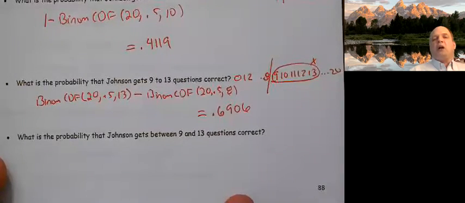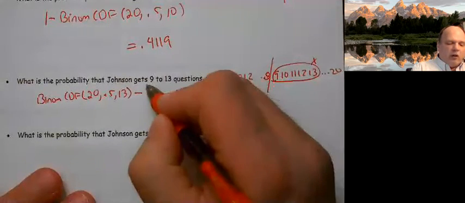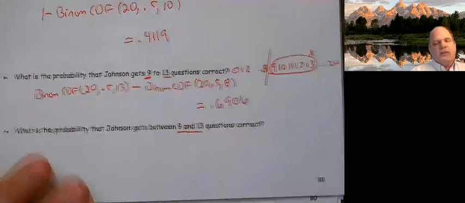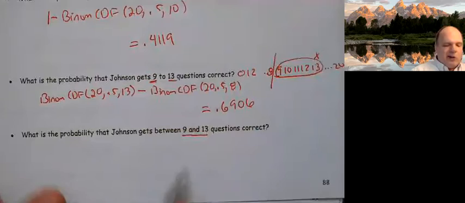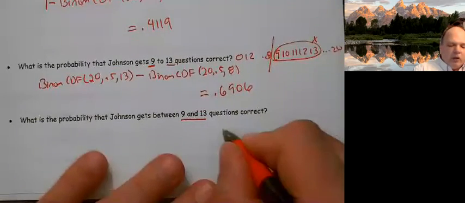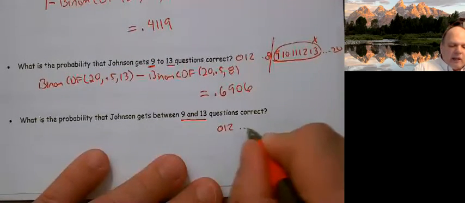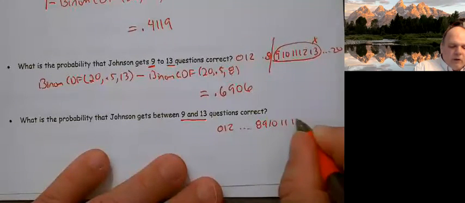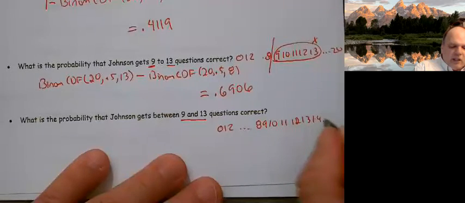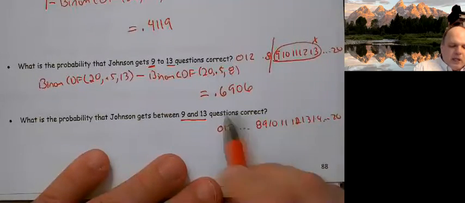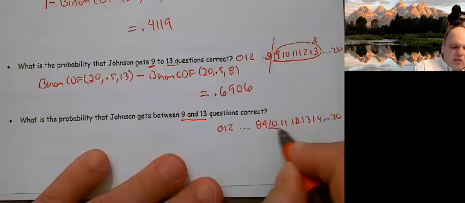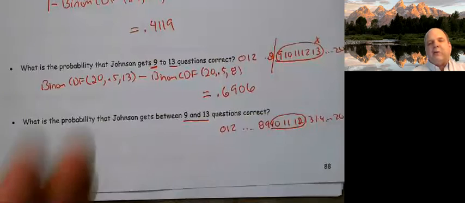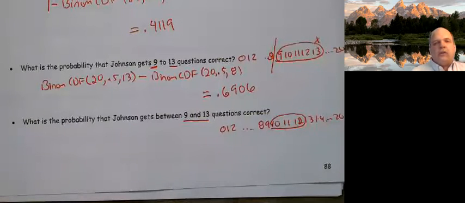What's the probability, I mean, 9 to 13. So this is including 9 and 13. This one says between 9 and 13. This is being uber tricky. I don't like this, but it is what it is. 0, 1, 2, ... 8, 9, 10, 11, 12, 13, 14, ... to 20. Between 9 and 13 means I want 10 to 12. All right, so since it's between, I can't include 9 and I can't include 13.